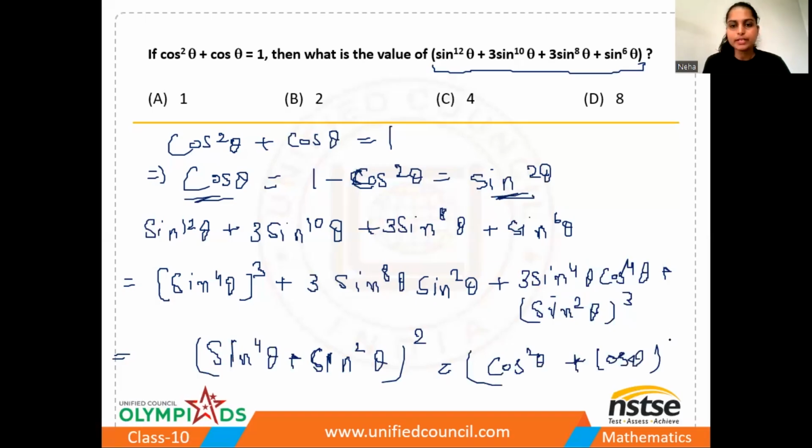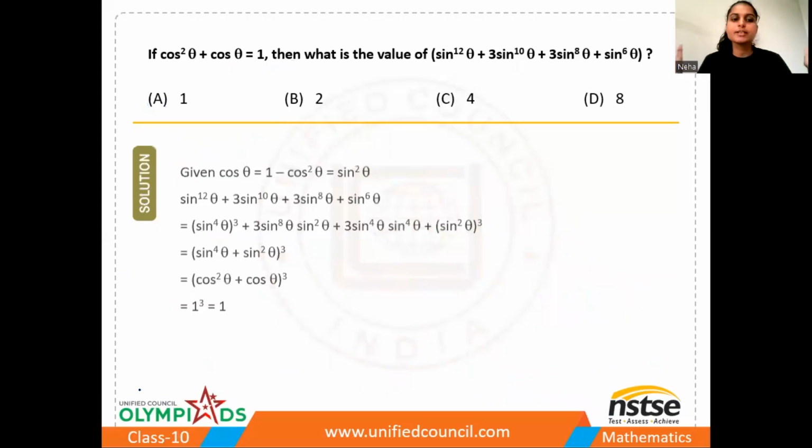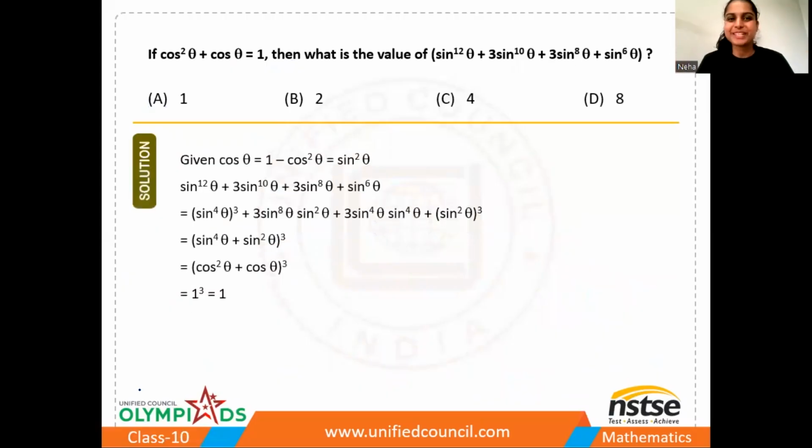whole cube, right? And cos square theta plus cos theta is given equal to 1 in the question. So I can write the value of 1 cube is equal to 1. So yes, 1 is the right answer. The question looks very horrible, but trust me, this question is not horrible. Perfect. So this is the answer for the given question. This question is also done.